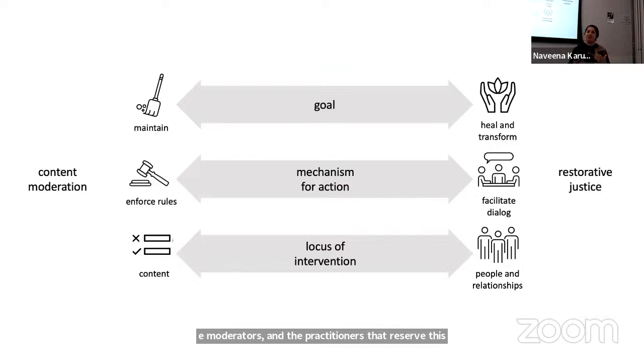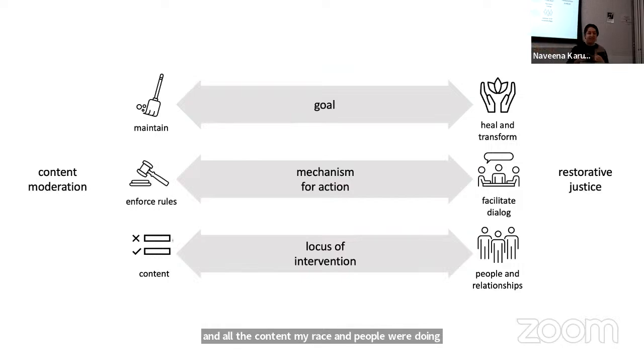So when a harm has happened, what is our goal in addressing it? The mechanisms for action that they used and their locus of intervention, where did they intervene? One thing I want to quickly note before I go more into these is that it wasn't that all of the RG people were doing this and all the content moderation people were doing exactly that. They didn't fall neatly on the spectrum.